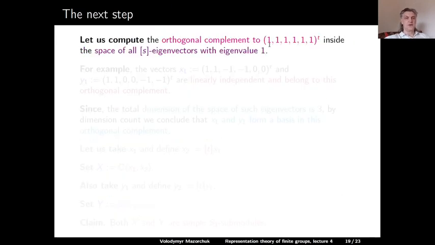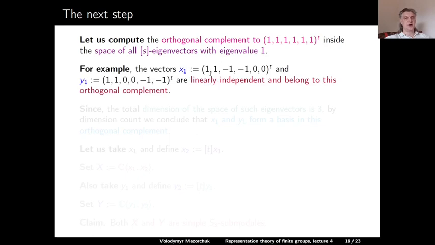Now, let us compute the orthogonal complement to our eigenvector 1, 1, 1, 1, 1, 1, which we already used, inside the space of all S eigenvectors with eigenvalue 1. Then it is easy to see that the vector 1, 1, minus 1, minus 1, 0, 0, and the vector 1, 1, 0, 0, minus 1, minus 1, both are eigenvectors for S with eigenvalue 1. They are linearly independent, and they both are orthogonal to 1, 1, 1, 1, 1, 1.